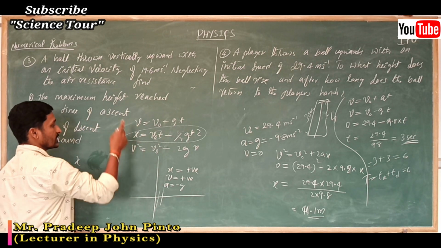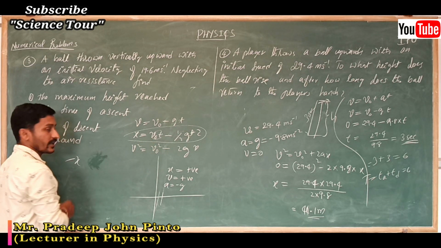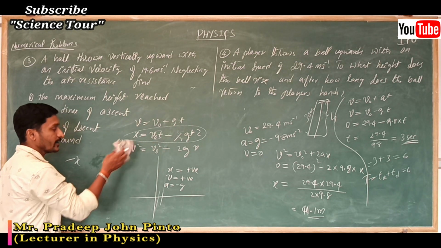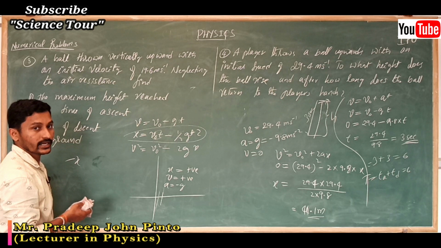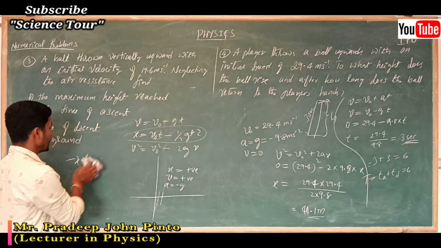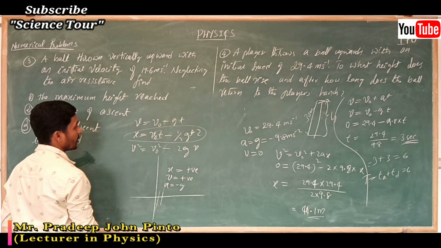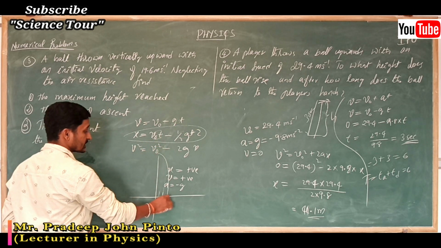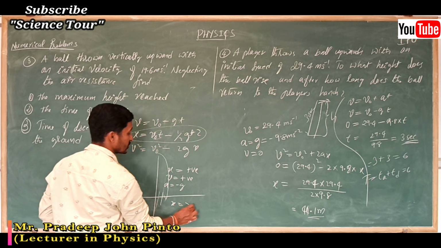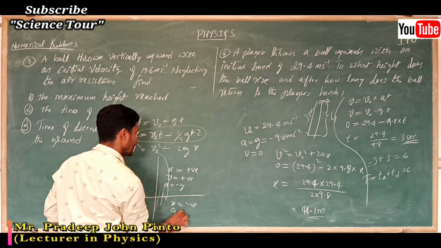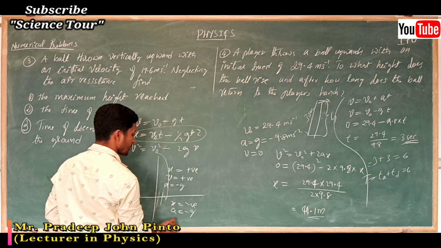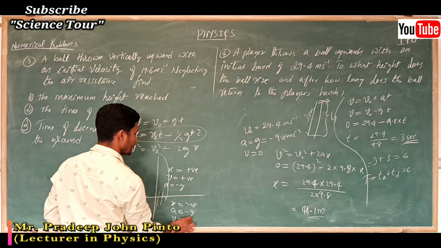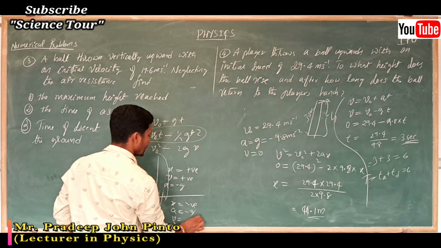Now upward means X is positive, downward means X is negative. But I don't know, I have to find out X, so I am not supposed to put the sign here. So this formula I am going to apply. If it is coming downward, X is negative, A is negative itself, that is minus g, then V is also negative itself.